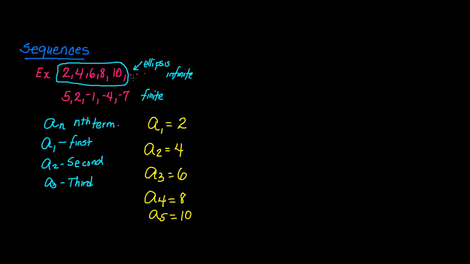Now, like I said before, A sub n means the nth term, and that n will be substituted by whatever term you are referring to. Now, if I want to refer to the term previous to A sub n, I would call it A sub n minus 1. A sub n minus 1 refers to the previous term.